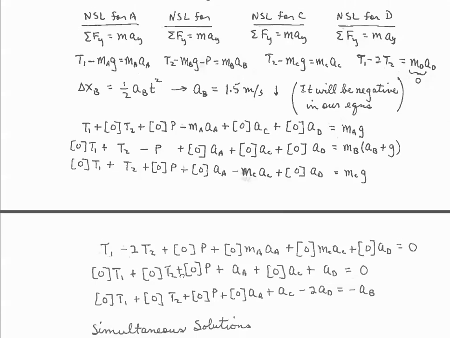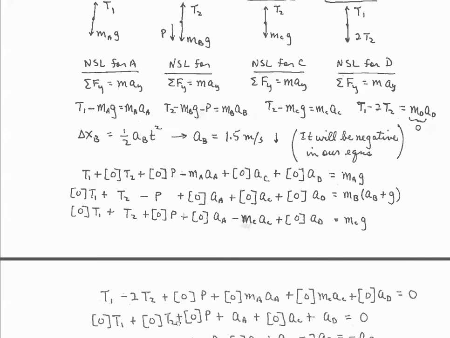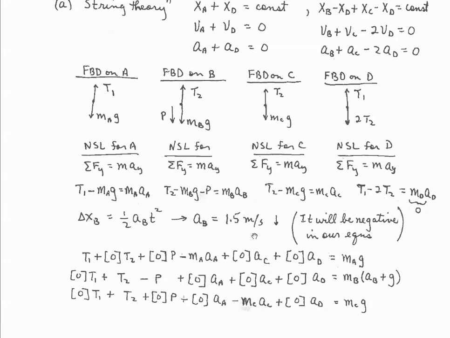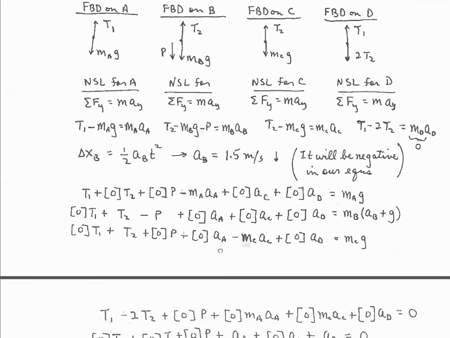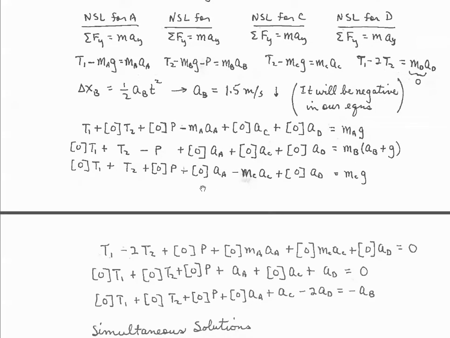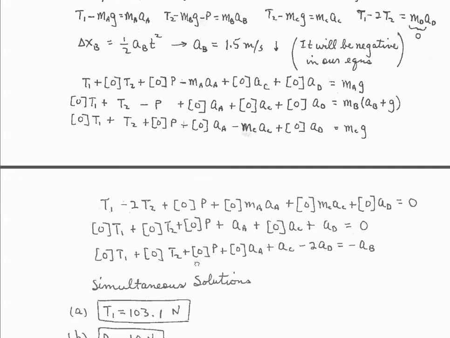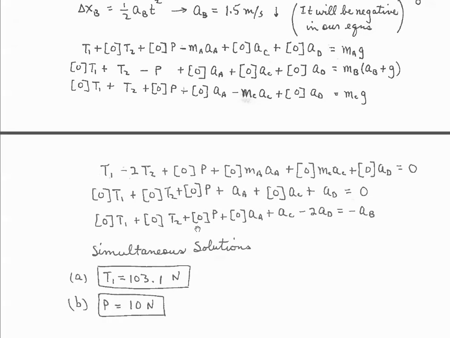And then we write out an equation for those two acceleration equations that we had here and here, and then we'll solve simultaneously, and we pick out the answers that they want us to pick out, and that was the tension T1, which is 103.1 newtons, and the pull P is 10 newtons.